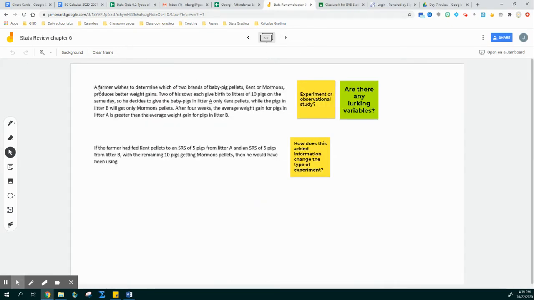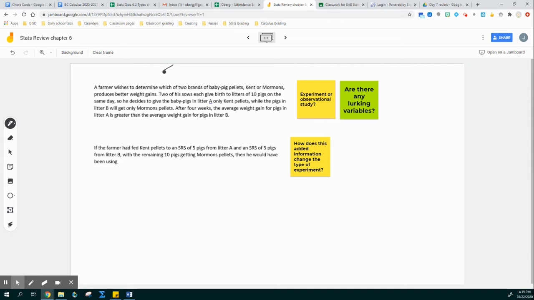Okay, I'm going to go over some of the quiz problems from the last two quizzes with y'all real quick. It's something we didn't have a chance to do in class, so I wanted to make sure that you are on the same page with me. A farmer wishes to determine which of two brands of baby pig pellets, Kent or Mormons, produce better weight gains. So they're giving me some information in there. They're saying two brands, baby pigs, Kent or Mormons, produce better weight gains.